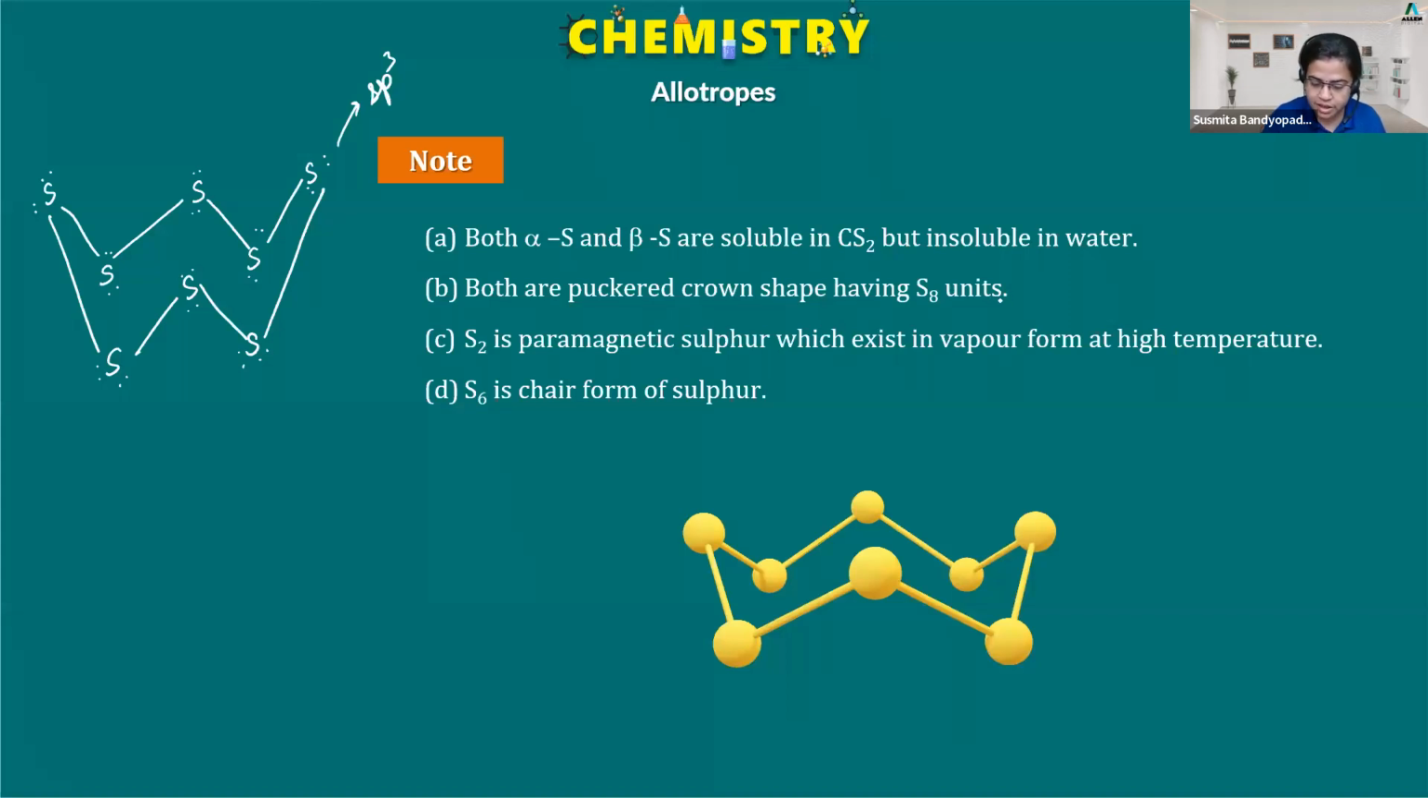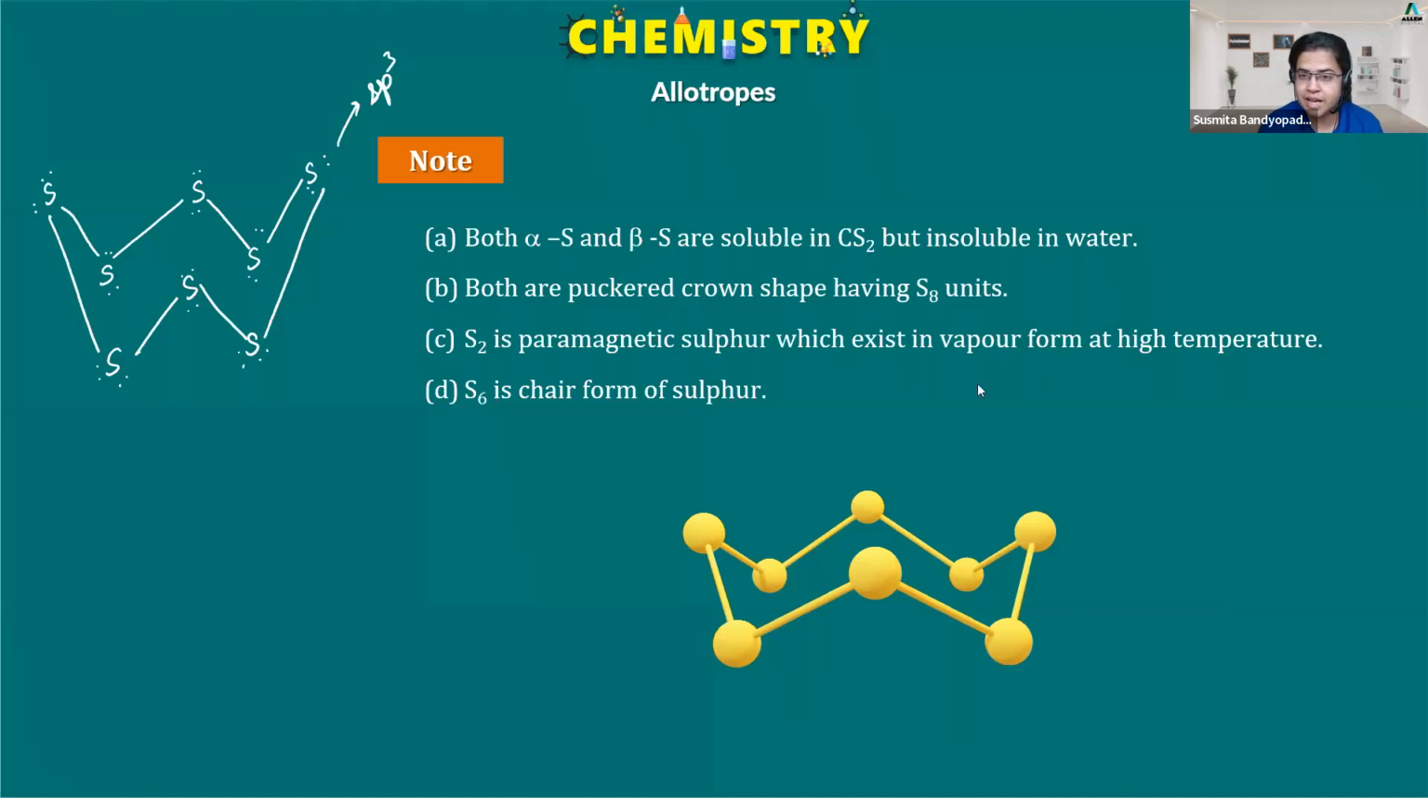So both are puckered or crown-shaped S8 units. Yes, sp3 is perfectly correct: 2 bond pairs, 2 lone pairs, bent geometry. S6, think of cyclohexane, exists in the chair-shaped form. This one justified, this one justified. It exists in the vapour form at high temperature, that also is understood.